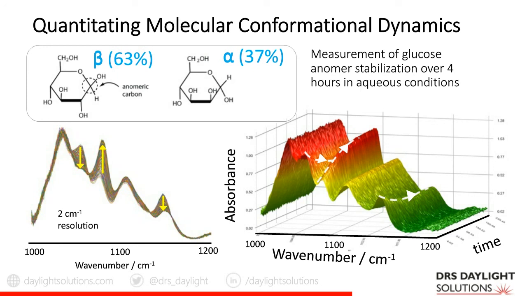We collected spectra at a resolution of 2 wave numbers from 1000 to 1200. We could accurately measure the transitions of alpha and beta anomers. So this technology is extremely sensitive for probing a single hydroxyl bond. So one can confidently engage QCL in characterizing glycosylated proteins.